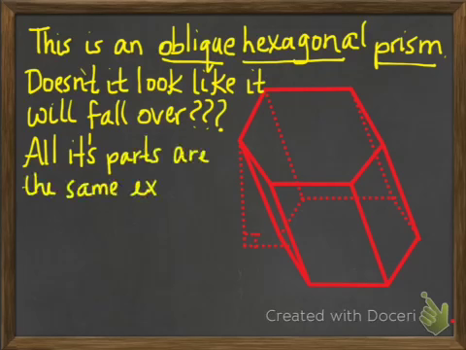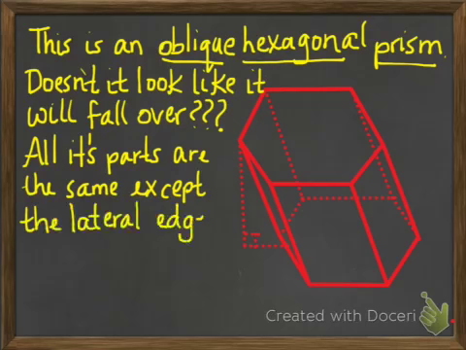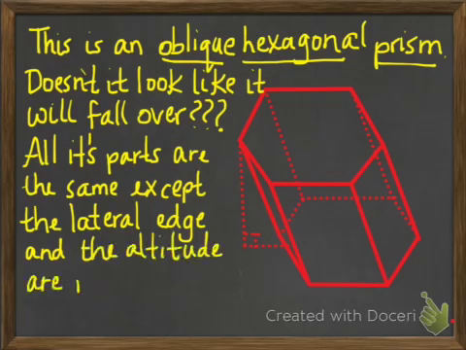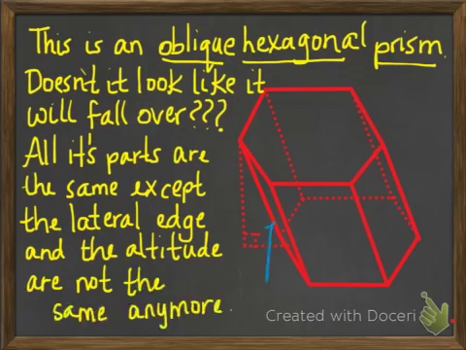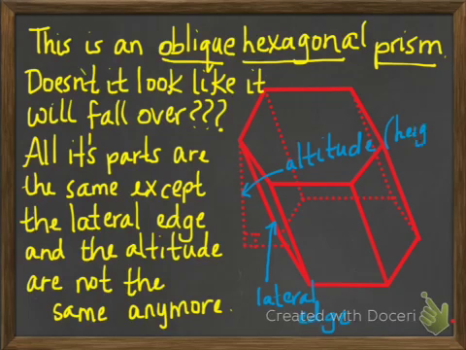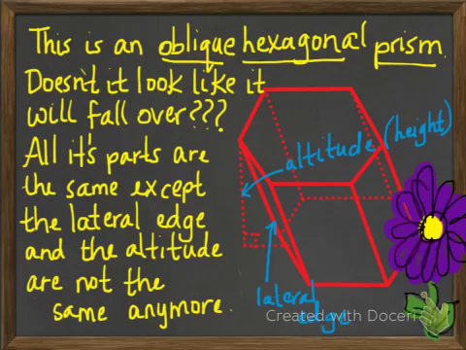All of its parts are the same as a regular hexagonal prism, except the lateral edge is no longer the height of this thing, or no longer the altitude, and they are not the same. Your lateral edge is literally on the edge of the hexagonal prism, but your altitude is still the height of the prism, which is kind of outside the hexagonal prism. So you still have 18 lateral edges, but you also have a height as well.